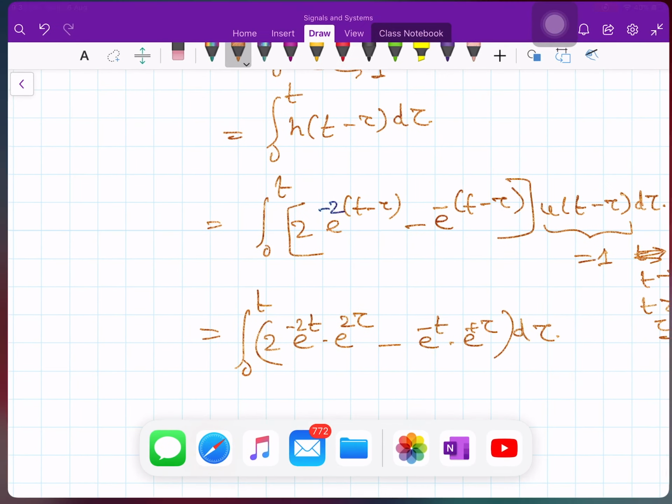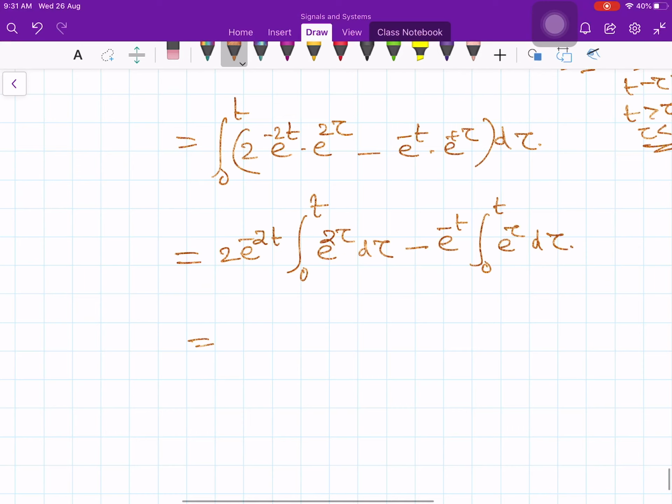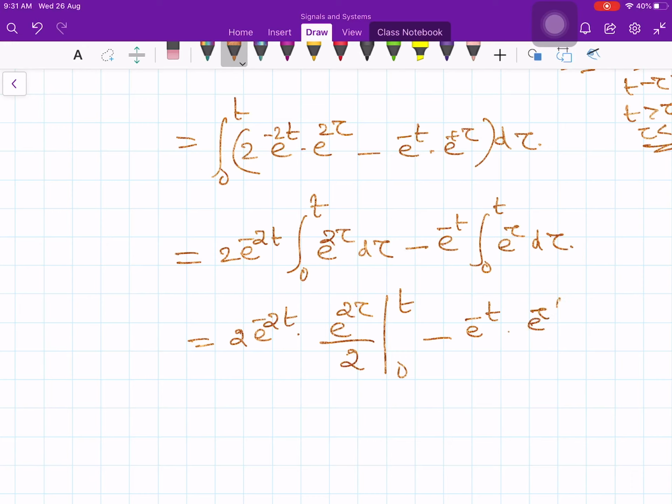So you split into two integrations. So 2 times e to the minus 2t, integral of e to the 2 tau d tau from 0 to t, minus e to the minus t, integral from 0 to t of e to the tau d tau. So again do the integration: 2 times e to the minus 2t, and this is e to the 2 tau divided by 2, and the limit is 0 to t, minus e to the minus t, e to the tau from 0 to t, and this 2 and that 2 will get cancelled. So e to the minus 2t times e to the 2t minus e to the 0, minus e to the minus t times e to the t minus 1.